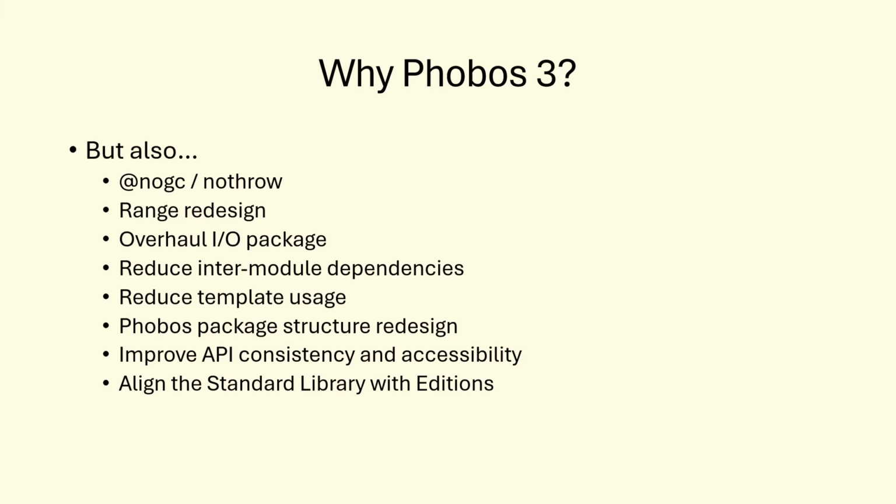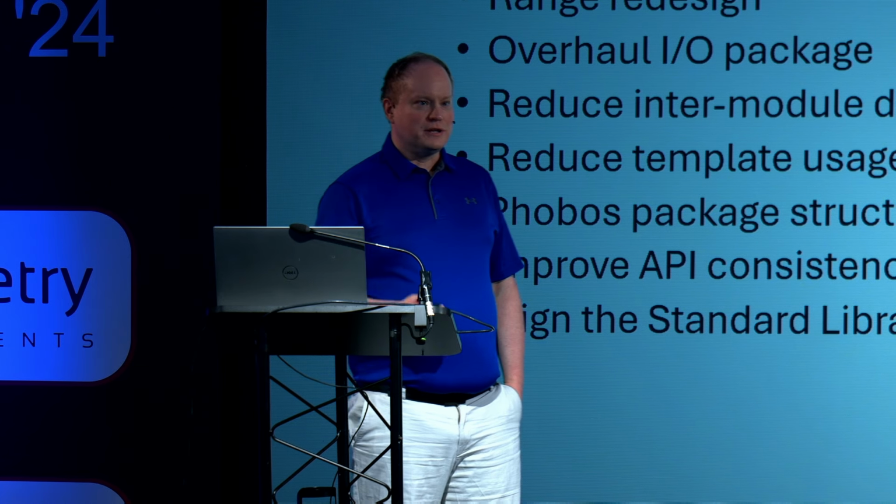Everyone on the forums, and a few people here, have been begging for nogc and nothrow because much of Phobos just doesn't do that. And then other things started happening, like, oh, we want to redesign ranges. Oh, we would like to redo how I/O works. You know, Phobos has this problem with everything importing everything else. So we'd like to get rid of that, or at least as much as we can. This next one here, reduce template usage, that comes from Walter specifically, although I think a lot of people here would agree with that. And then there were some other things that we were like, should we throw this in here? Are these things we can do at the same time?